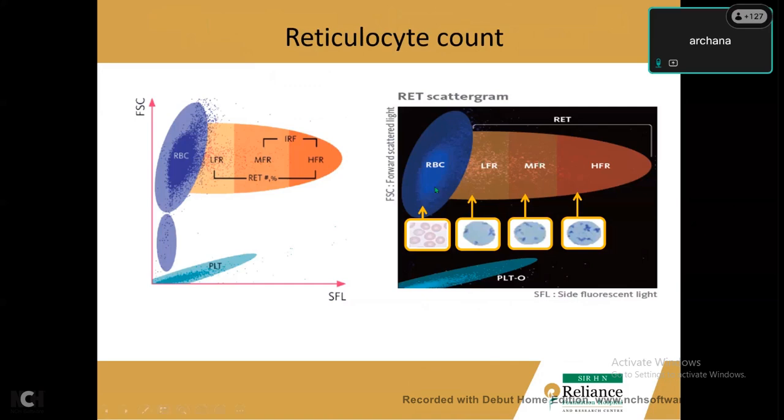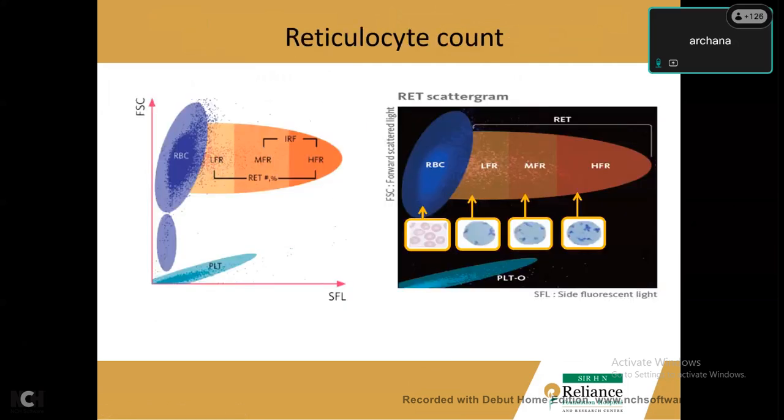And if you look over here, we plot side fluorescence light, which measures the RNA content, against the forward scatter, which measures the size of the cell. And if you see, the highest side fluorescence would indicate the maximum RNA content of the reticulocytes, and then it reduces to low fluorescence ratios, which will have the lowest amount of RNA. So this is how we count reticulocytes, and as you can see, the RBCs which do not contain RNA are completely negative on the side fluorescence.